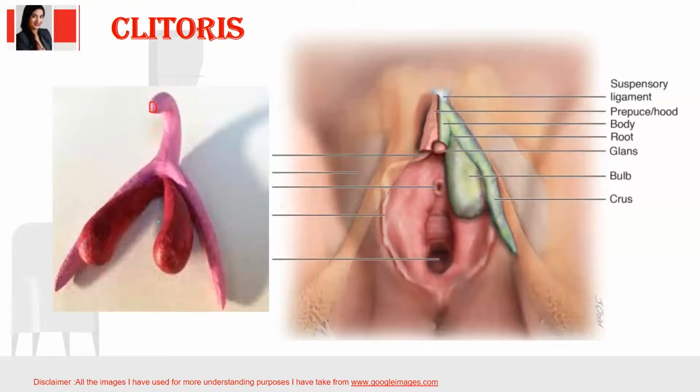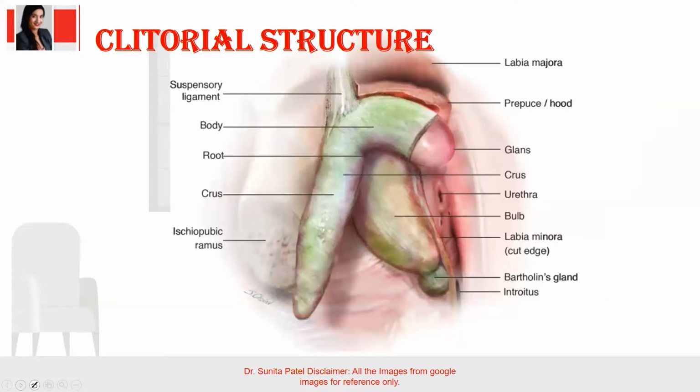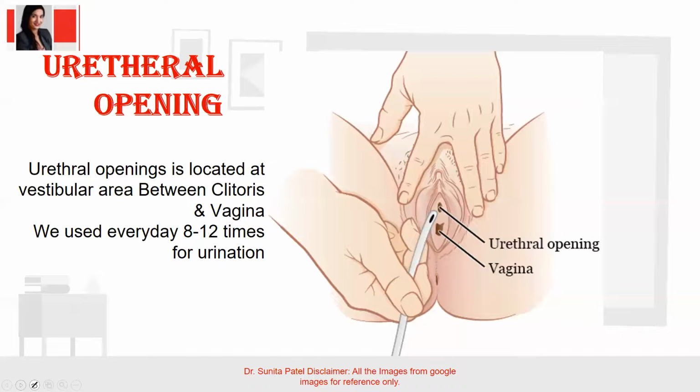And this is the organ I have already shown you, and it's quite a long organ. On the sides, this is a suspensory ligament. Sometimes females have pain during the sexual arousal stage. It happens because of tightness in this ligament. Once the clitoris goes into erection, all these things we will discuss tomorrow about the clitoris.